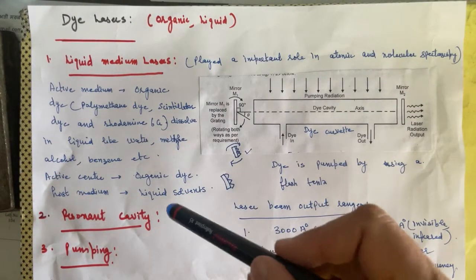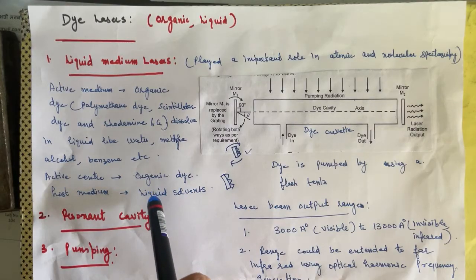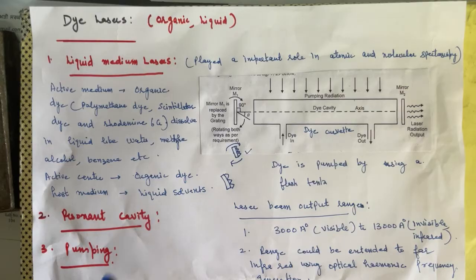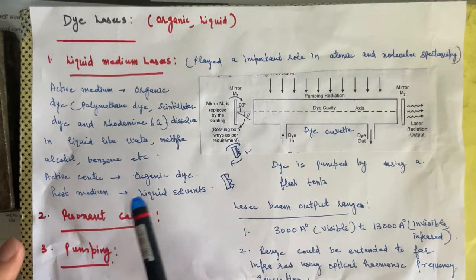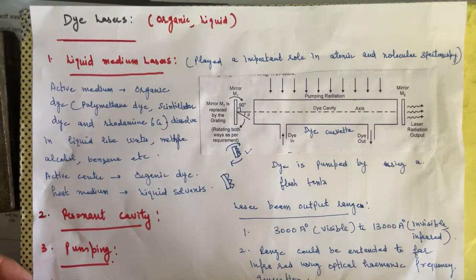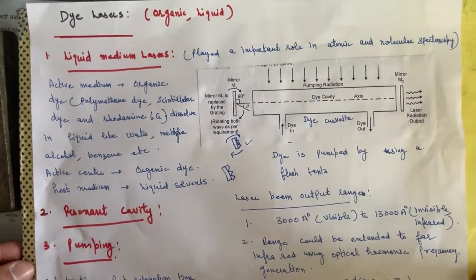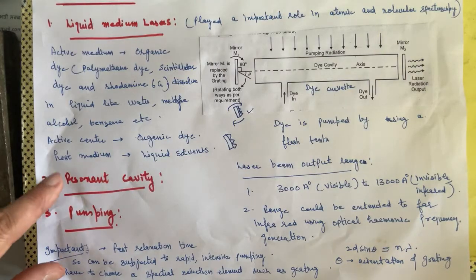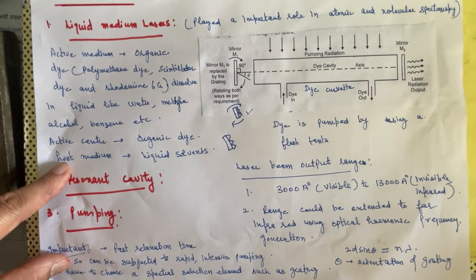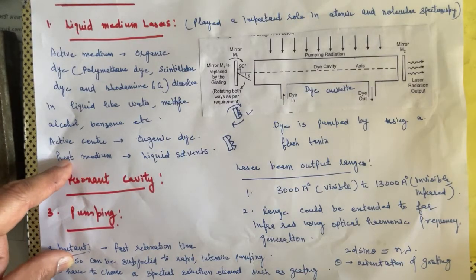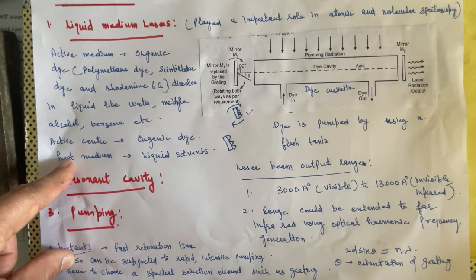Clear? But we know that the structure of an organic dye is complex. So in this way, the active centers are the organic dye and the host mediums are the liquid solvents. Okay? Then we can say that these types of lasers play an important role in atomic and molecular spectroscopy. Okay?